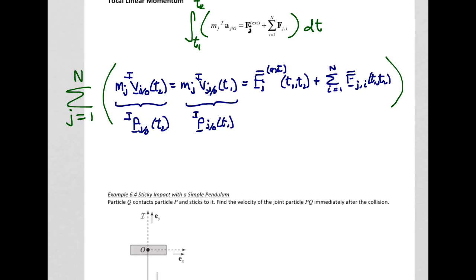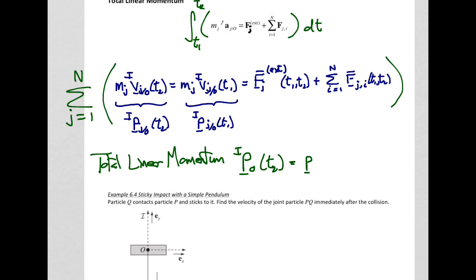So our expression for total linear momentum is P O at time 2, as observed in the inertial reference frame. That is our total linear momentum at time 2, equal to P O at time 1 plus the impulse of all of our external forces. This is on the entire system now, so we're simply dropping the subscript j, because it's not j anymore, but all of the external forces on the system.